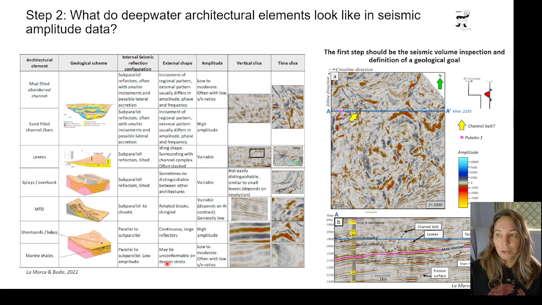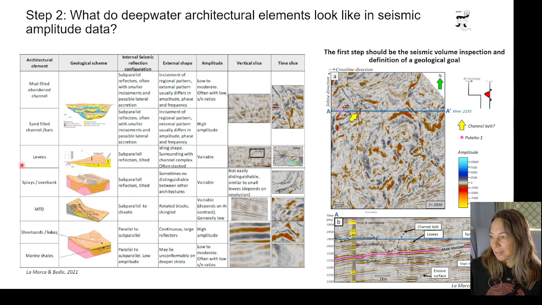And then, like I've shown you, one of the things I like to have my students do is start to put together a summary of what they know. Of course this was done after some work was done, but it's a good way to start sketching it out and build upon it. So there are certain architectural elements of the channel system that she'll start off expecting. In this case, she put in the geologic scheme, so the cartoon of the system to remind her what there may be. Describing the internal seismic reflection configuration, so what we might see, the external shape, what the amplitude may look like in terms of how low or high it may be, and then an example of what it would look like in a vertical slice or in a time slice.